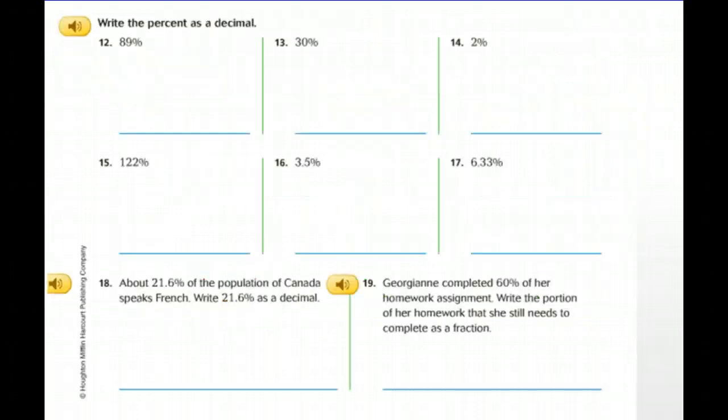Okay, now we're going to continue down to the bottom part of the page where we have a new set of directions. Now we're going to take our percent and write it as a decimal. There's one rule that always applies when we're transferring a number that's in a percent form into a decimal form. We will always divide our percent by 100. And this is something you can use your calculator for, so I'm encouraging you to use your calculator for this.